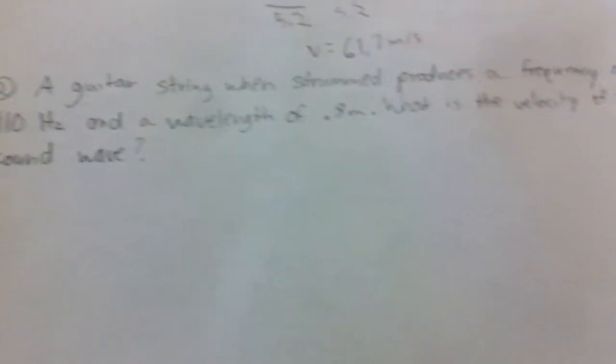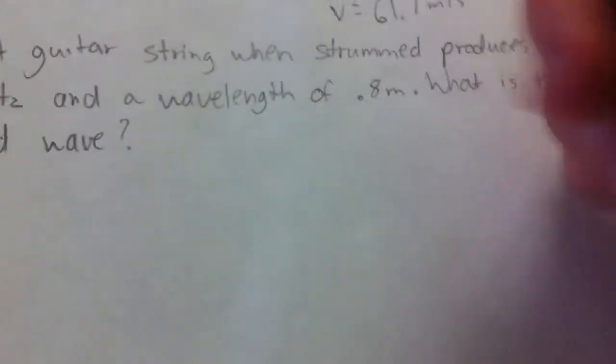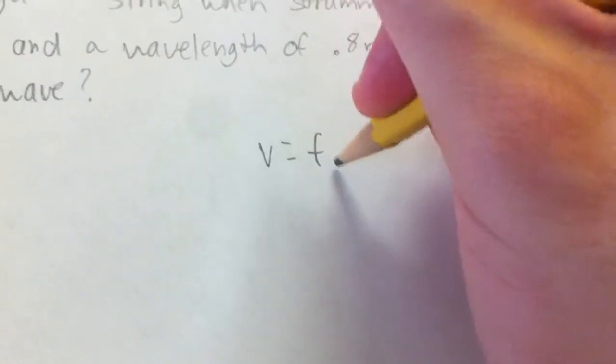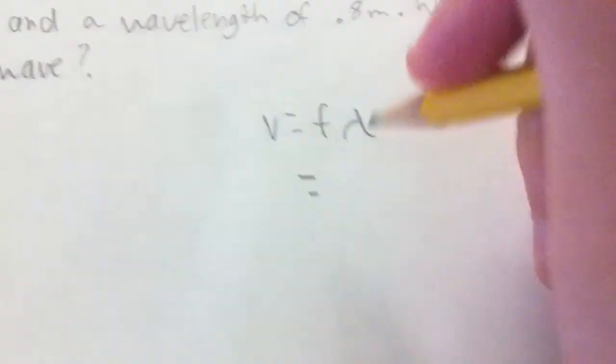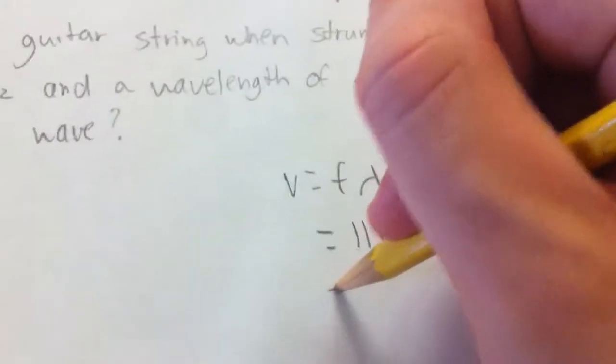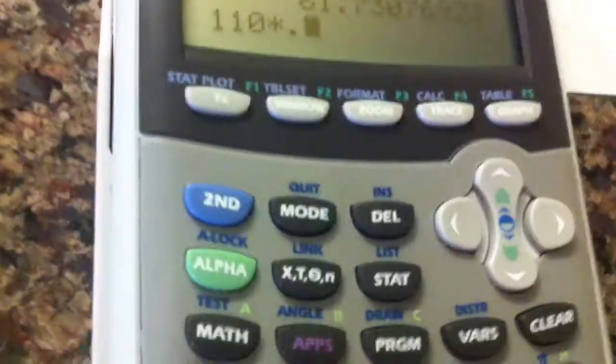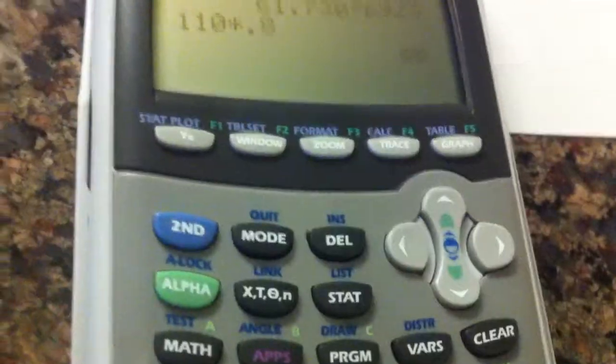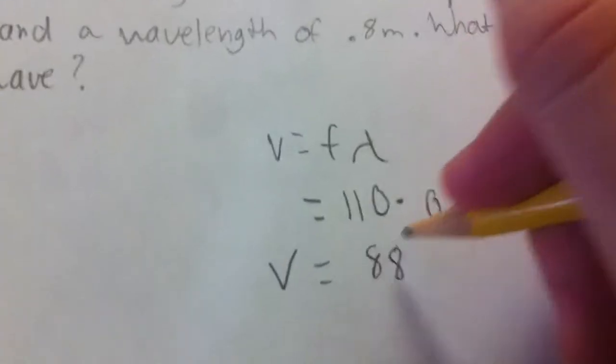Number 2. A guitar string, when strummed, produces a frequency of 110 Hz and a wavelength of 0.8 meters. What is the velocity of the sound wave? So here we have velocity equals frequency times lambda. We're given the values of frequency, which is 110, and lambda, which is 0.8. So all we have to do is multiply those two values together, and we will get our velocity, which is simply 88 meters per second.